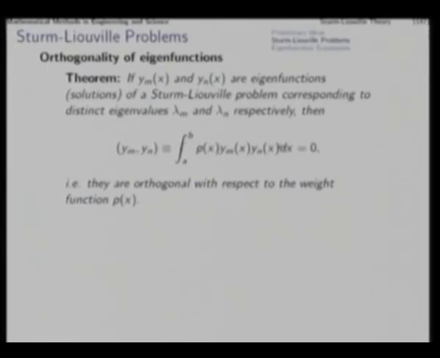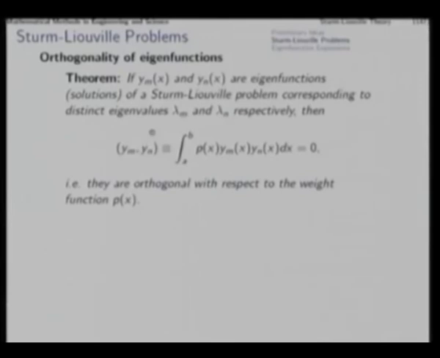So, this is the definition of orthogonality of two functions ym and yn over the interval a to b with weight function p(x). Mutually, the two functions will be orthogonal if they are the solutions of the Sturm-Liouville problem corresponding to different, distinct eigenvalues. Now, this can be proved quite easily.